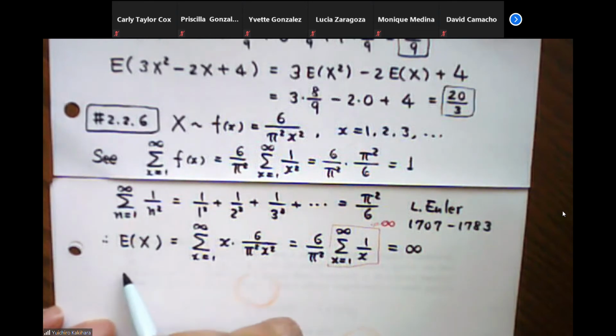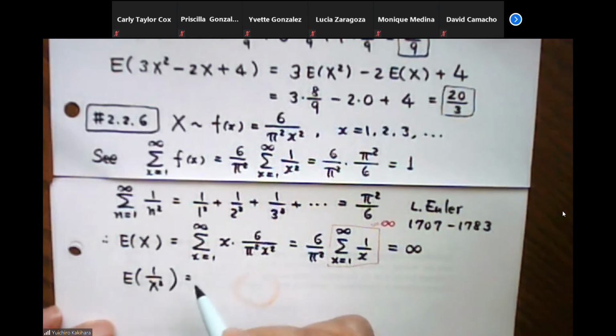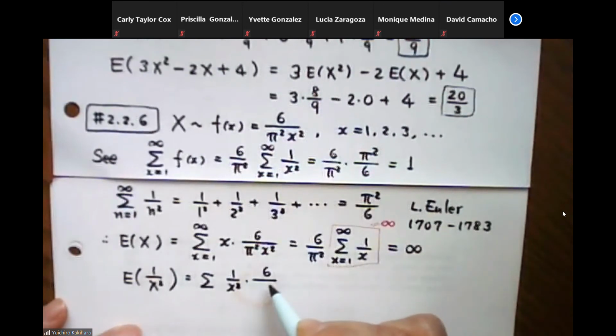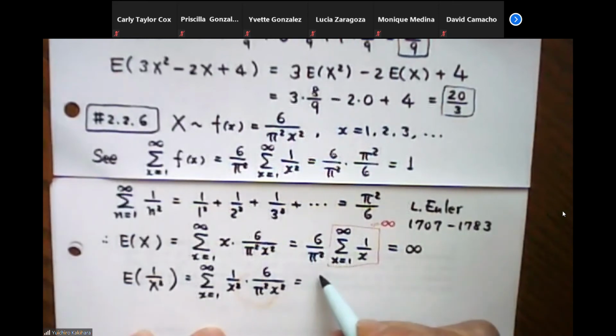And one more thing I'd like to mention. What about 1 over x squared? This is by definition 1 over x squared times the probability mass function, 6 over pi squared times x squared, okay, x equal to 1 through infinity. And again, we have 6 over pi squared outside of the sigma, and then inside is 1 over x to the fourth, x equal to 1 through infinity.